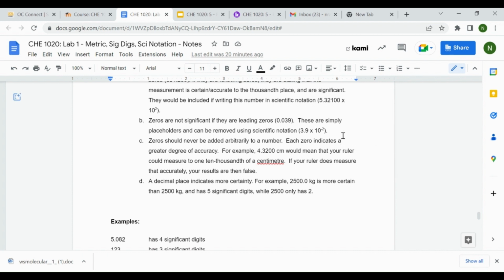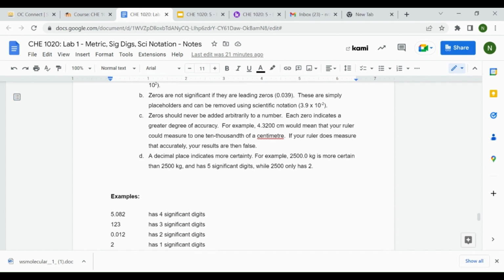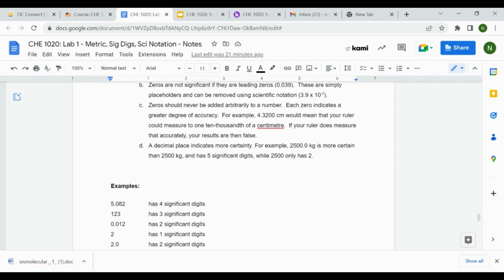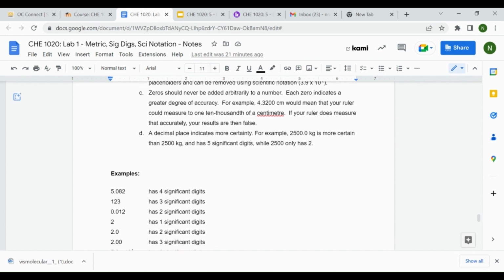So that tells us that we can't just willy-nilly add zeros. For example, I can't make this 3.900 times 10 to the minus 2 because if I look at the original number, we didn't measure to those place values. So I cannot just arbitrarily stick extra zeros in a number. Each 0 indicates that degree of measurement, that degree of accuracy. So if you were to do something like 4.32000 centimeters, that means that you've got an exceptional ruler, and that ruler is able to measure to 1/10,000th of a centimeter. So we can't just randomly tack on zeros to a number.